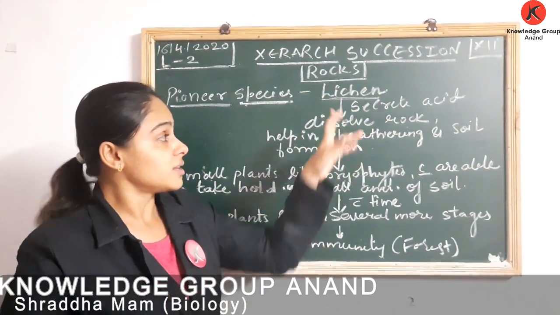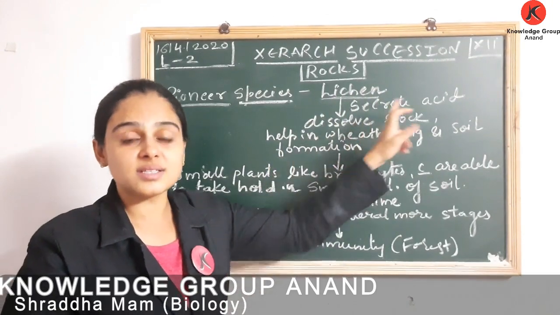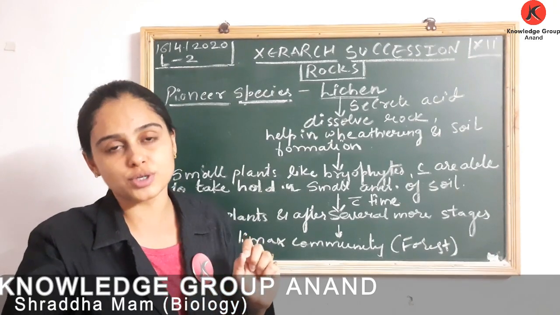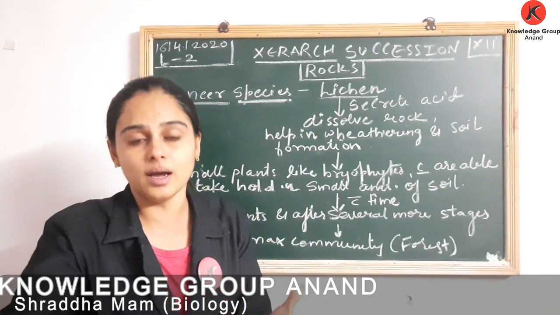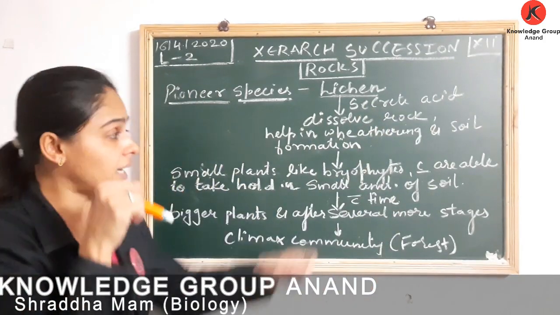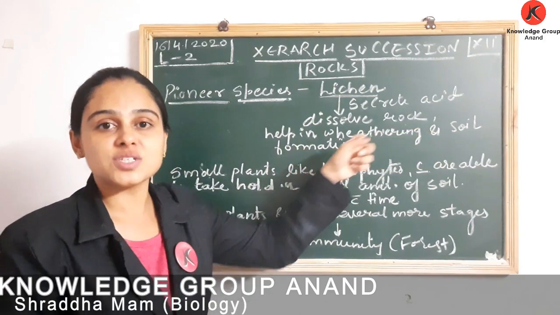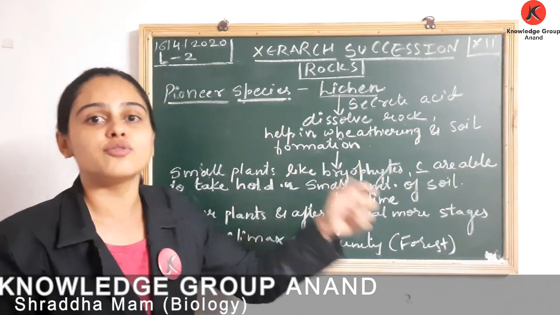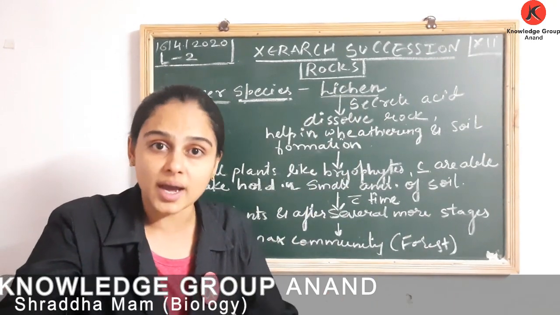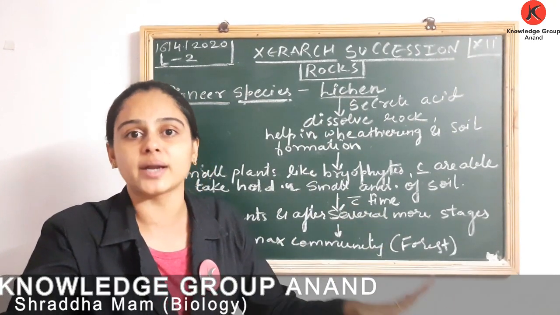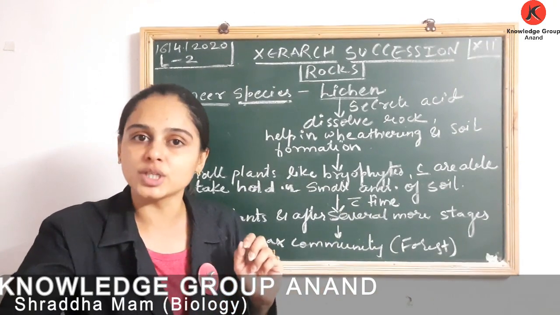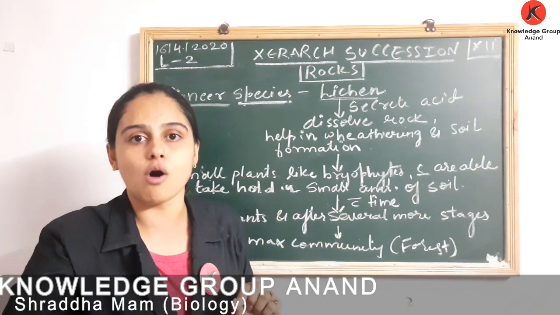Now these lichens secrete acidic material which dissolves rock. The most important thing is this: lichens secrete acidic material. They secrete acid that dissolves rocks, helping in weathering and soil formation. Of course they are also going to die, which adds organic matter over the rocks, right? This results in the formation of a thin layer of soil.